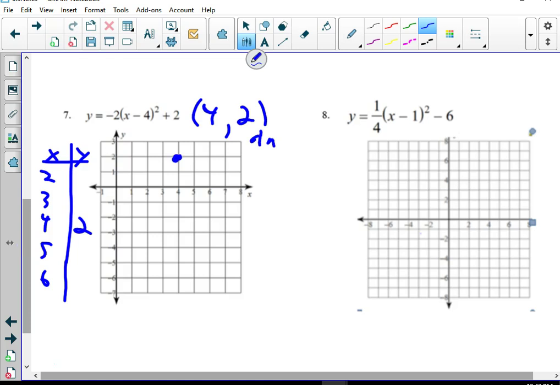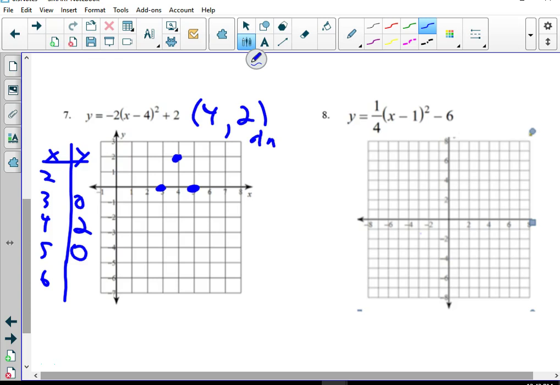Now, plug in 3. 3 minus 4 is -1. Squared is 1. Times -2 is -2. -2 plus 2 is 0. Let's do 5. 5 minus 4 is 1. Squared is 1, which we already have, so that's going to lead us to 0. Yes, 5, 0.